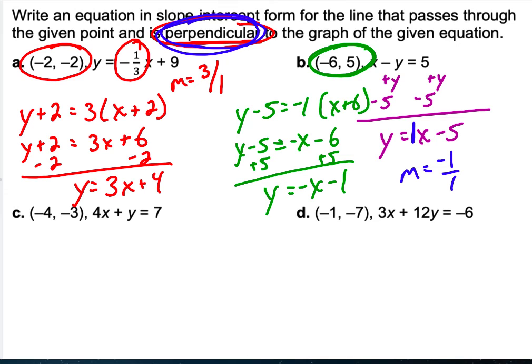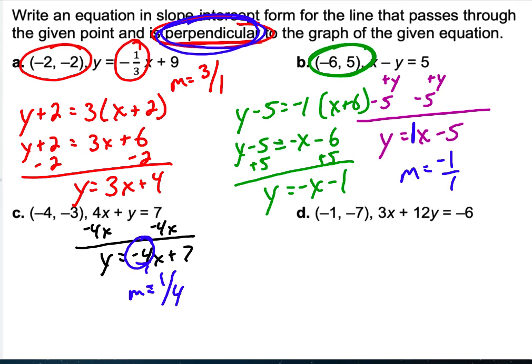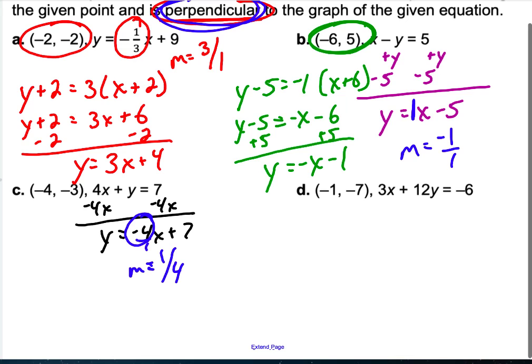All right, next one, same thing. Got to get it in slope-intercept form to find that slope. So y is equal to negative 4x plus 7. My current slope is negative 4, so my new slope, instead of negative, is going to be positive. Instead of 4 over 1, it's going to become 1 over 4. So we're flipping the fraction and flipping the sign.